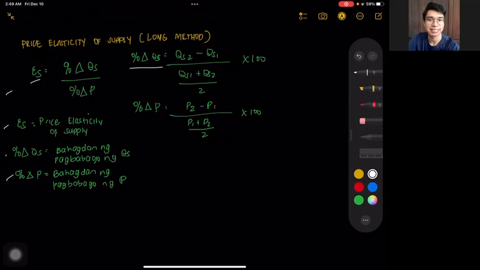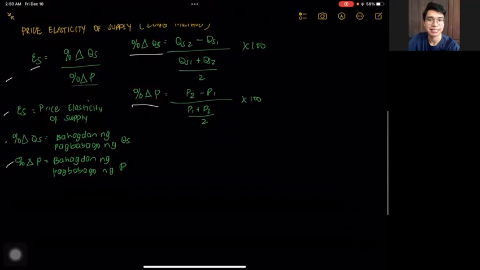So para makuha natin yung percentage change of QS, we need to get the QS2 minus QS1 divided by QS1 plus QS2 divided by 2 multiplied by 100, and the percentage change of price is P2 minus P1 divided by P1 plus P2 divided by 2 multiplied by 100. So para mas maintindihan natin, let's give some example.